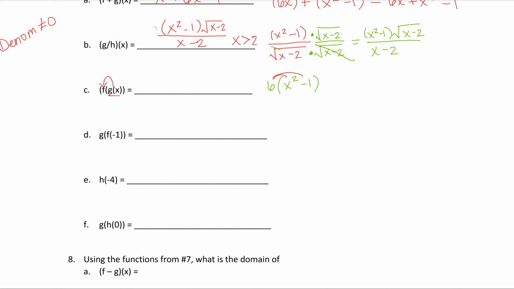All right, something is really going on with part of my computer. My answer is 6x squared minus 6. And that's my final answer.